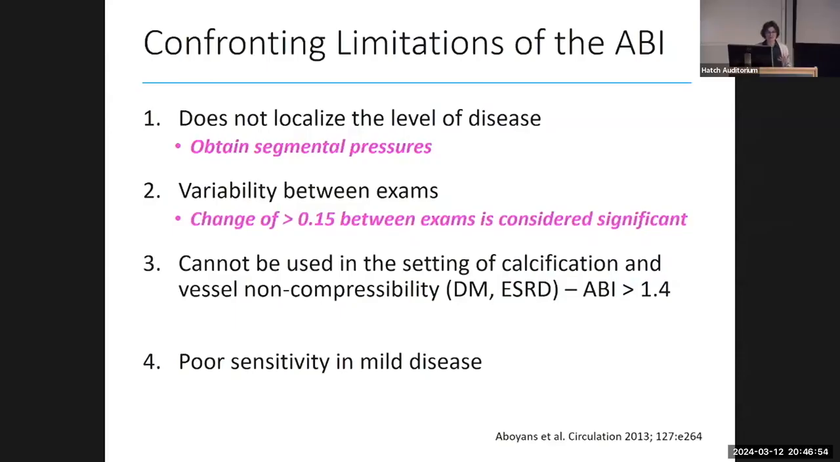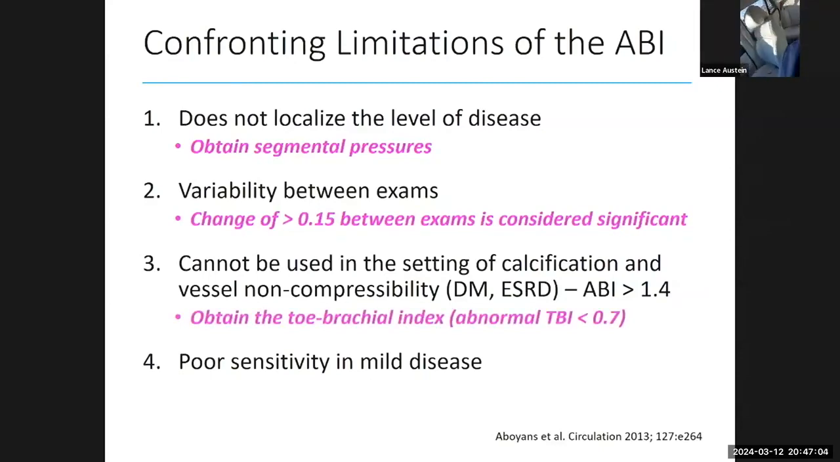What about this calcification and non-compressibility that I mentioned for our diabetics and end-stage renal disease patients, or when the ABI is greater than 1.4? We can actually obtain the toe brachial index, which uses the great toe pressure versus the brachial pressure, and abnormal is less than 0.7 in that setting.